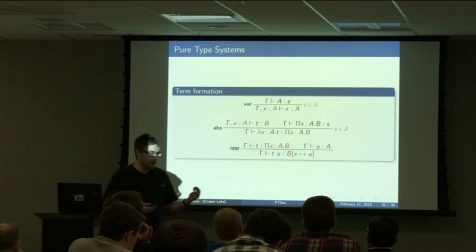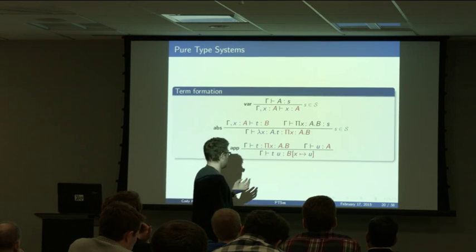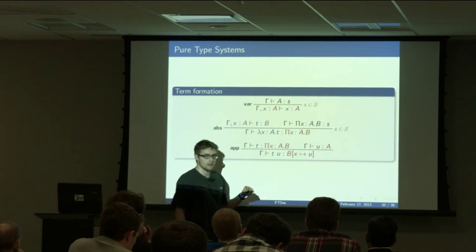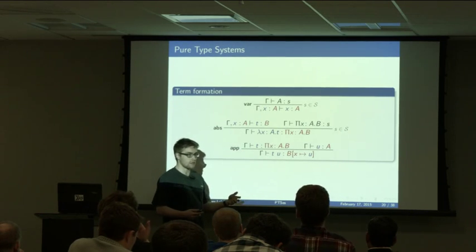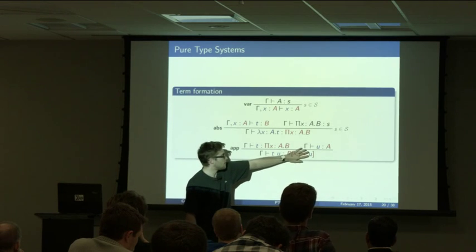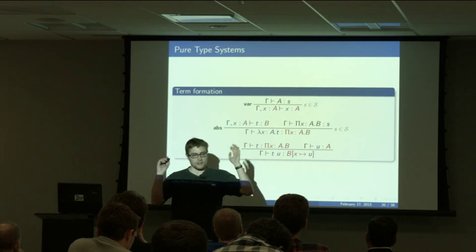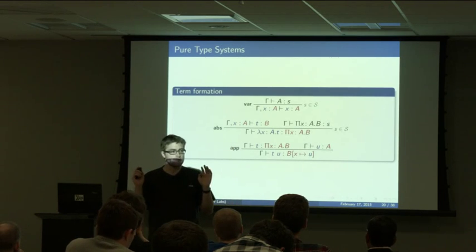And what's kind of miraculous here is that if x appears in a type, then this really feels like a universal quantification, a for all. But if it doesn't, then if you think of this as A arrow B, these two rules are just lambda abstraction and application in Haskell.